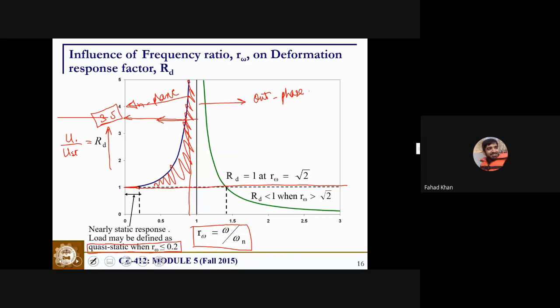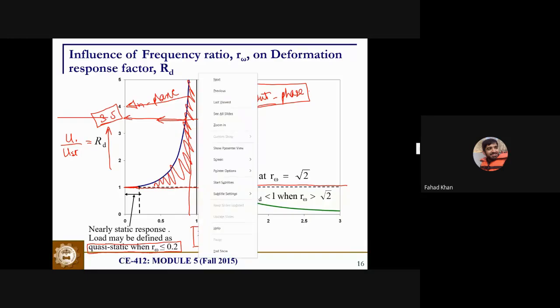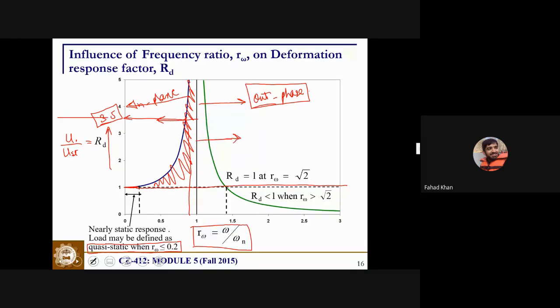Now, as soon as you reach the out of phase conditions, meaning r omega value is greater than 1, the amplification factor reduces drastically, and then at a certain point, at about square root 2, when r omega is square root 2, your dynamic displacements once again are equal to your static displacements. And when you move beyond the square root 2 value, then your dynamic displacements are smaller than your static displacement. What does it mean?